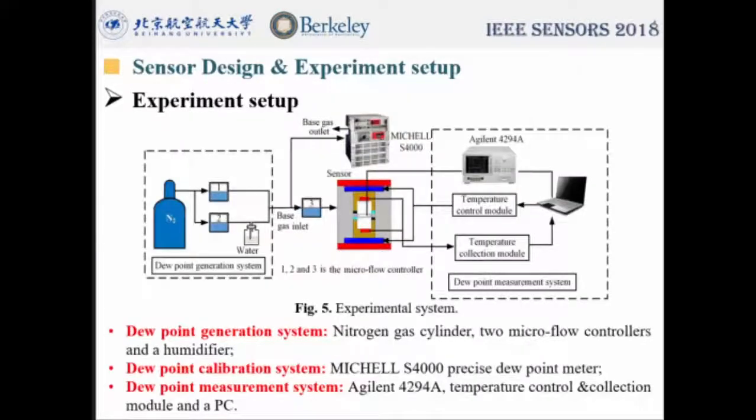The experiments were conducted by using the measurement system. Pure nitrogen and a humidifier were used to generate gases with different dew-points. The MICHELL S4000 was used as a calibration device. The Agilent 4294A was used to drive and test the QCM. The temperature control and collection were realized by using a LabVIEW program compiled on the PC.